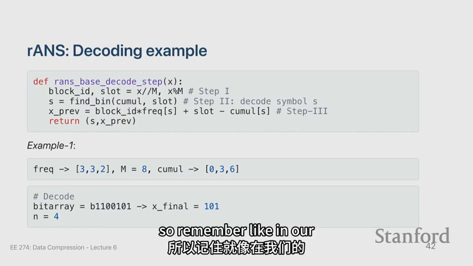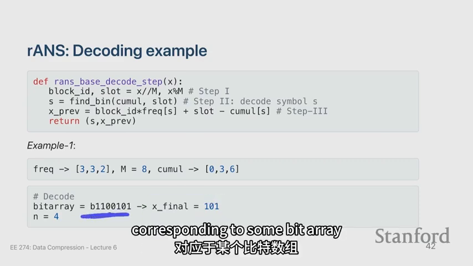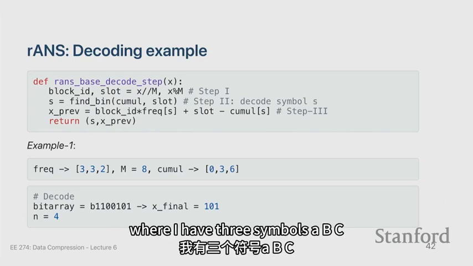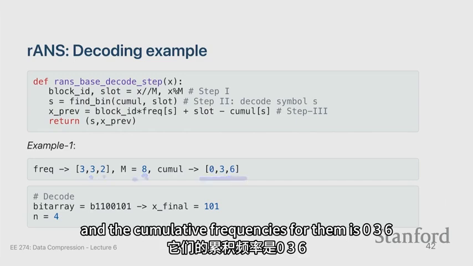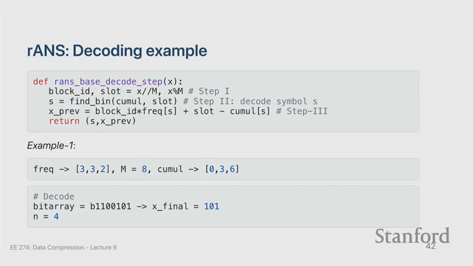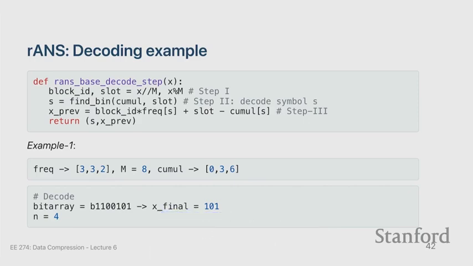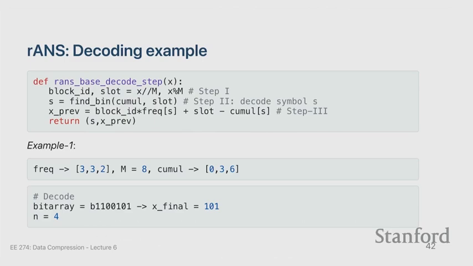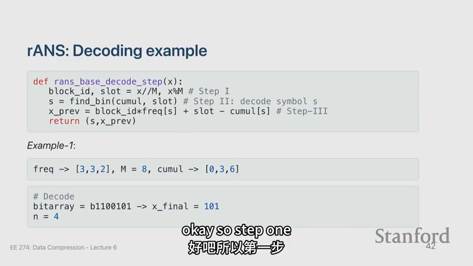So remember, in our previous case, we worked out the X final was this, corresponding to some bit array. It's the same running example we are working with, where I have 3 symbols A, B, C, with probabilities 3 by 8, 3 by 8, and 2 by 8, and the cumulative frequencies for them are 0, 3, 6. And your X final is 101. So let's try to work it out. Let's do maybe one step together, and then I'll encourage you to go home and do the rest of them.